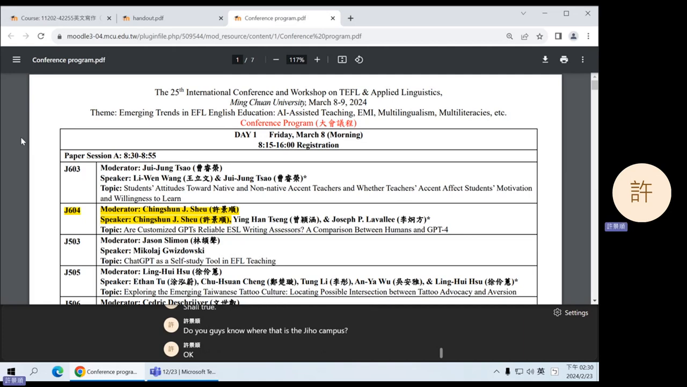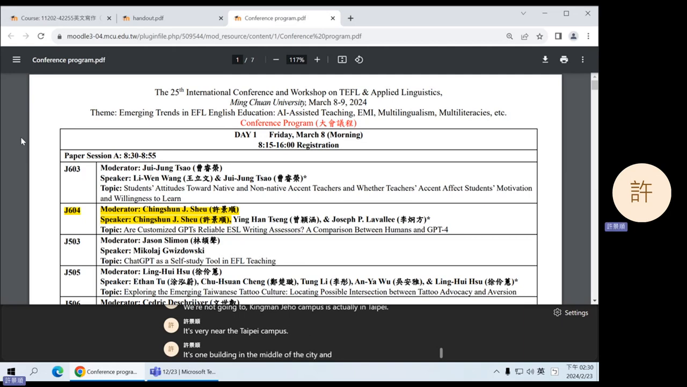Okay, so Minchuan has 4 main campuses in Taiwan: Taipei, Taoyuan, Jihe, and Jingmen. We're not going to Jingmen. Jihe campus is actually in Taipei. It's very near the Taipei campus. It's one building in the middle of the city.